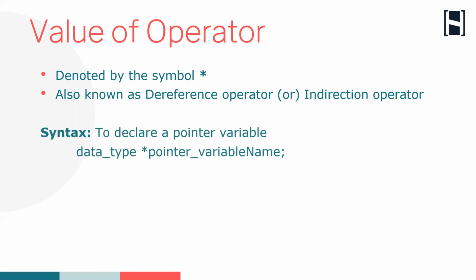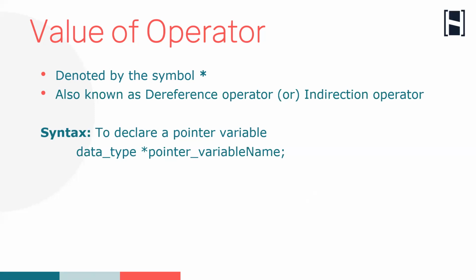Now, how to make use of this operator, or what is the purpose of it? The value of operator is used in two different ways. The first one is to declare a pointer variable. So the first thing you have to understand is what is a pointer variable. We already know what a variable is. A variable is nothing but a name in which we are going to store some value.